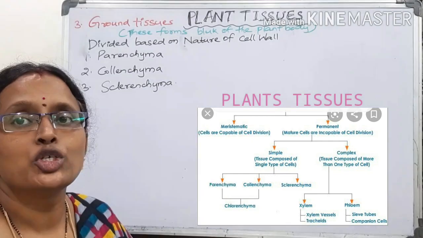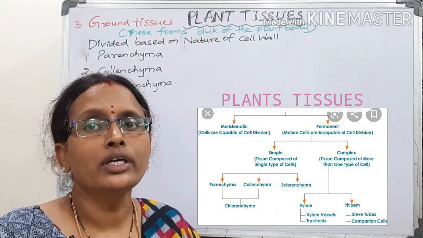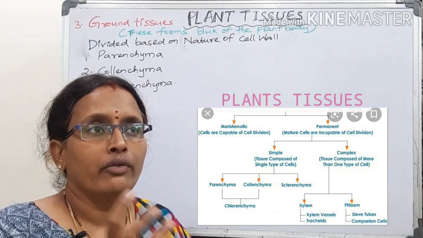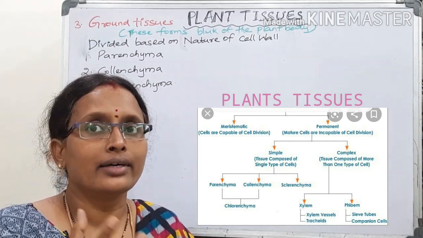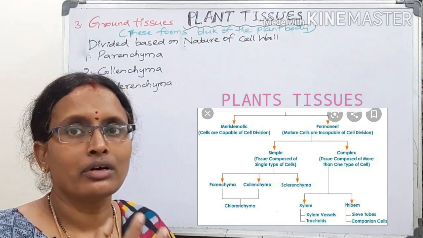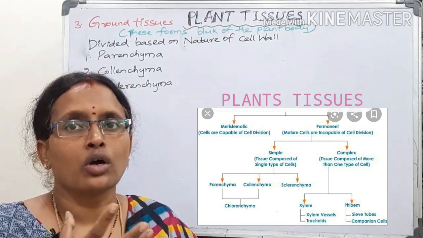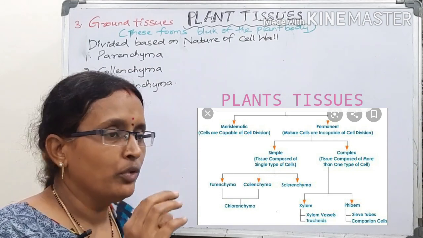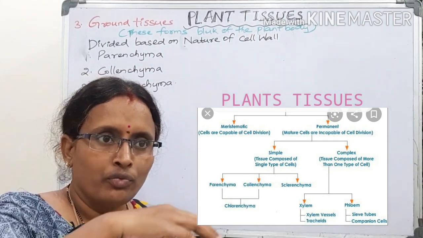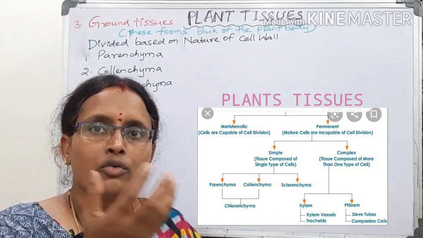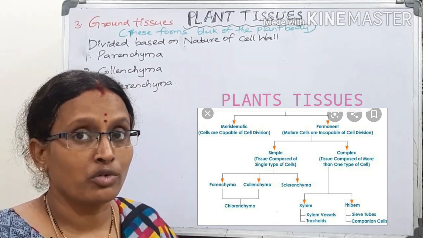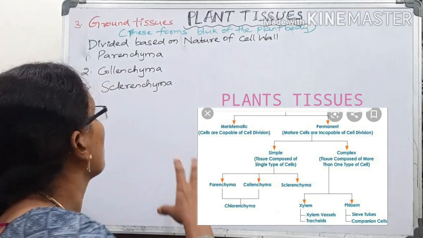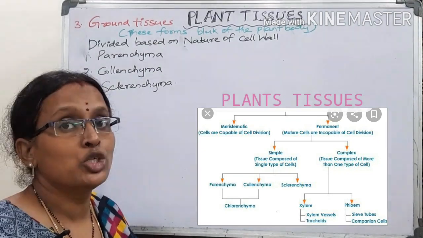Next type of tissues in plants are ground tissues. Whatever the innermost parts of the plant body is, that is composed of ground tissues. If you cut the stem and remove the outermost covering layer, all the innermost cells which are visible under the microscope are known as ground tissues.